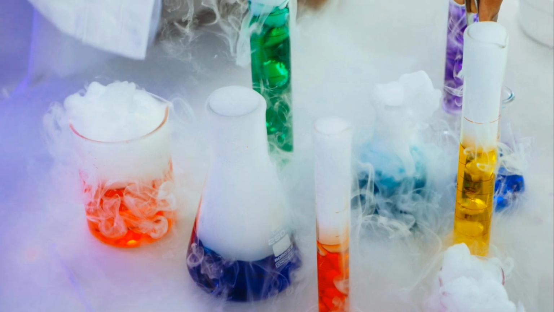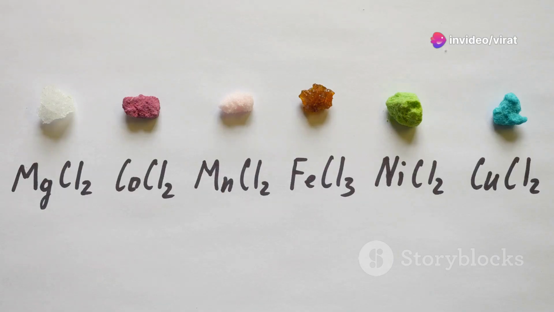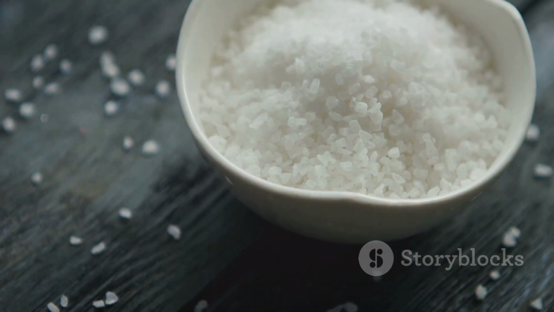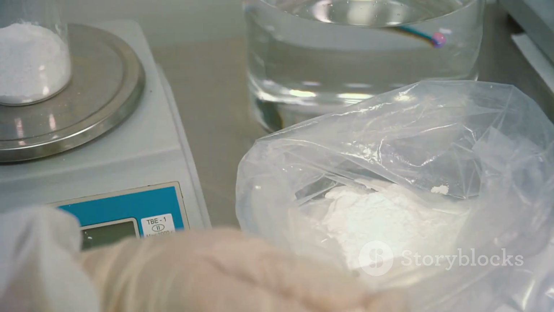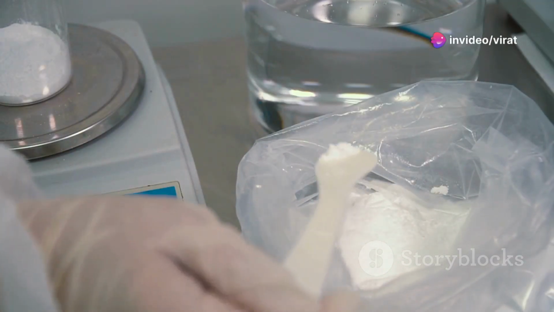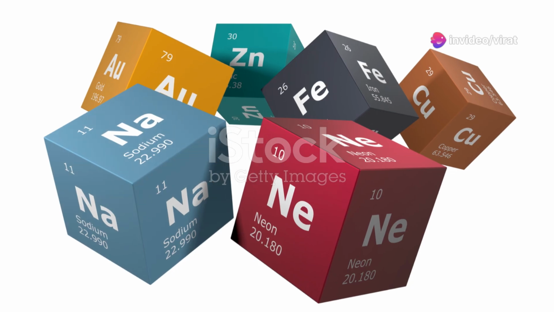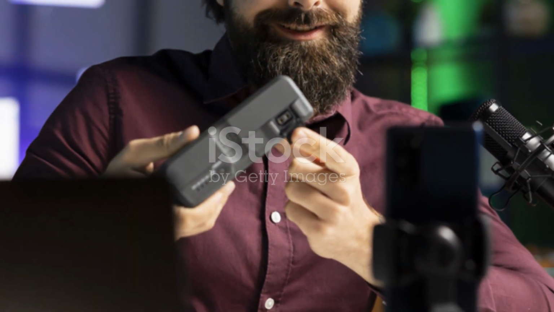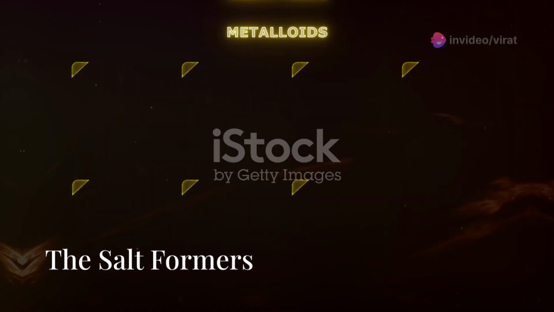Because of their reactivity, alkali metals are not found in their pure form in nature. They're always found combined with other elements in compounds. Some common examples include sodium chloride, which is table salt, and potassium chloride, which is used in fertilizers. These metals are soft and silvery white in appearance. They have low melting and boiling points compared to other metals. They are also good conductors of heat and electricity. Their reactivity makes them essential components in various industrial and chemical processes.